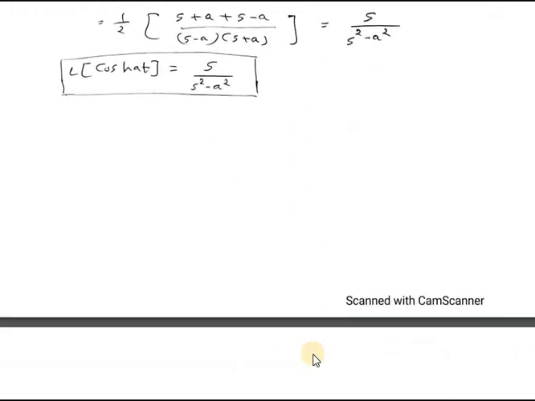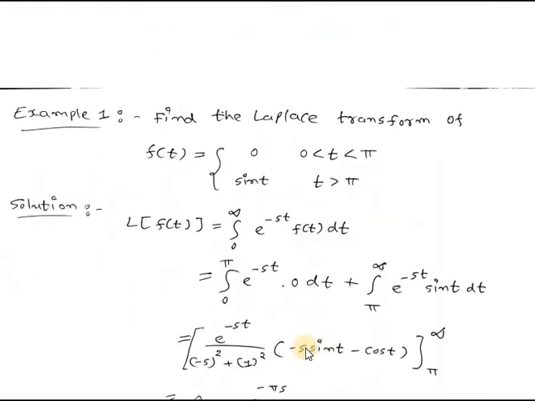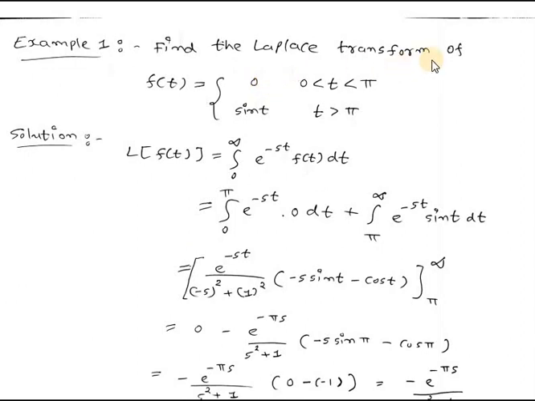Now let us discuss examples. First example: find the Laplace transform of the function which is 0 for 0 less than t less than pi and sin t for t greater than pi.